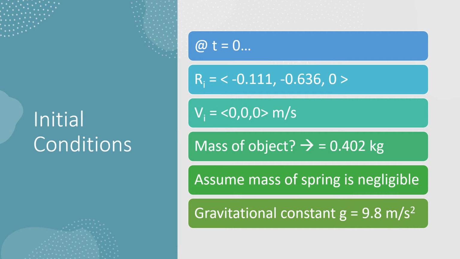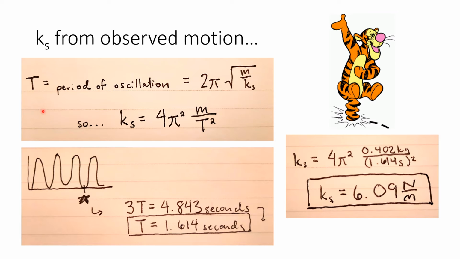per second squared. To find the spring constant, we can use this equation where T is the period of oscillation. If we rearrange the formula, we can get k equal to this. And to find T, we can look at the graph with the observed motion, and in 3 oscillations, the time is 4.843 seconds. So if we take the average of that, we get the mass oscillates every 1.614 seconds. If we plug in these values, then we get the constant to be 6.09 newtons per meter.